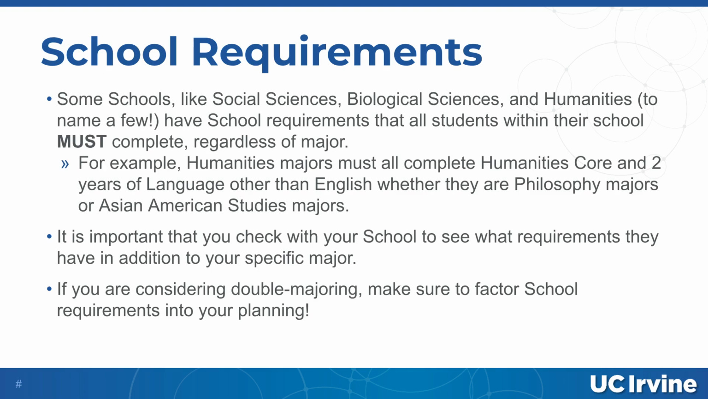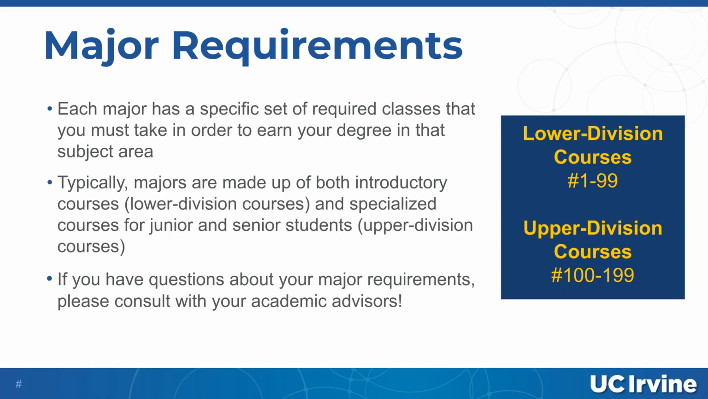If you are considering pursuing a double major, be sure to factor school-specific requirements into your academic planning, as they may affect both majors. Moving on to major requirements. Each major at UCI has a specific set of required classes that you must take in order to earn your degree in that subject area.